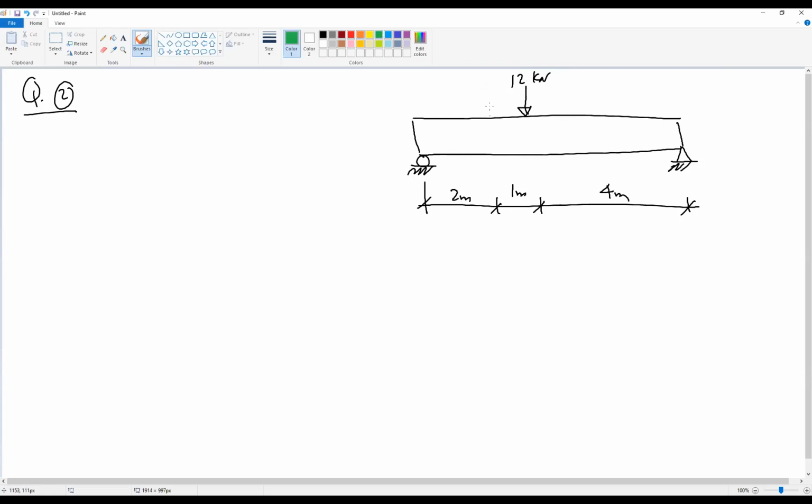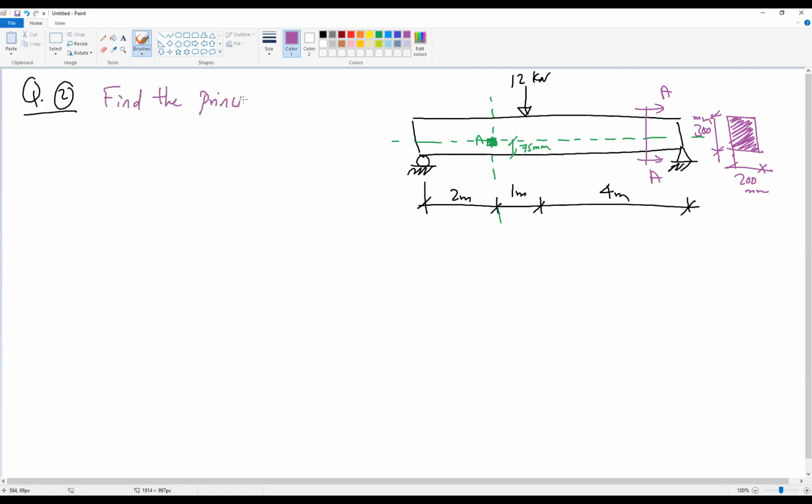And given that we need to find the stresses at element A, this element A is 75 millimeter from the base or the bottom surface of the beam. If we make a cut in this section, the cross section of this beam AA is a solid rectangular section, 300 millimeter height and 200 millimeter width, and this is the cross section. And the requirement is to find the principal stresses at element A.